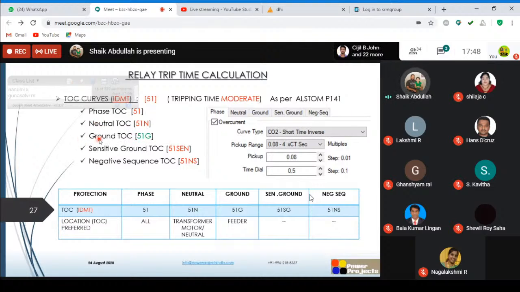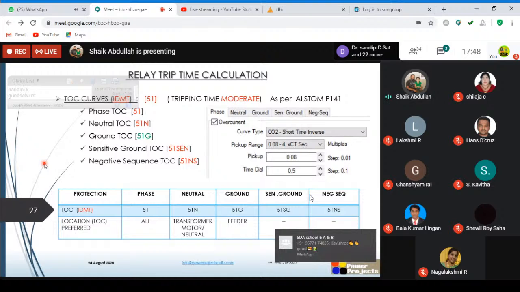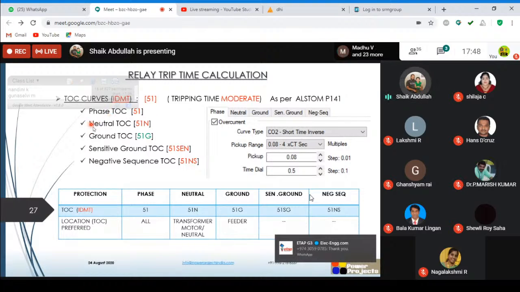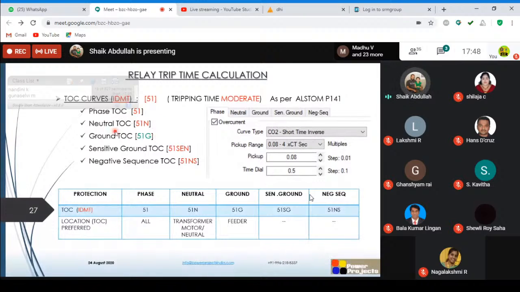Your sensing element, which is connected to the ground path, is where you give protection against single line to ground fault. If your detecting device, your current transformer, is connected to the ground connection of your equipment, you have to use ground. If it is phase CTs, and the same phase CTs are used for ground fault protection, you can use neutral protection. That will be discussed in detail in our detailed sessions. This is a protection function present in our Alstom P141 relay.